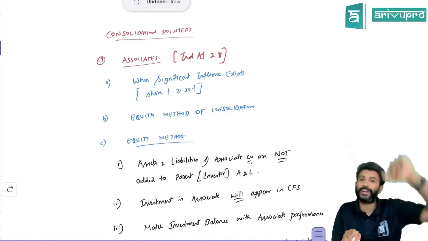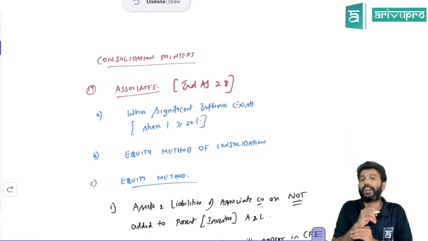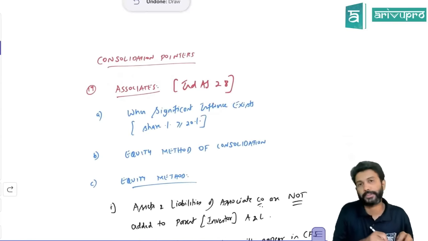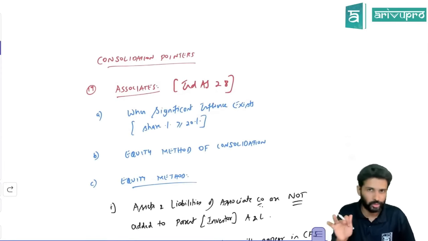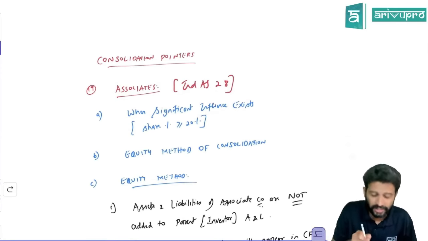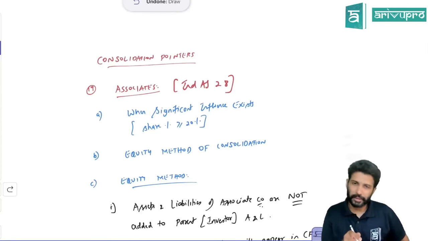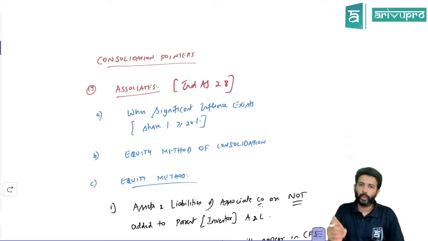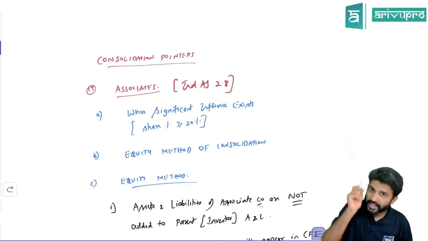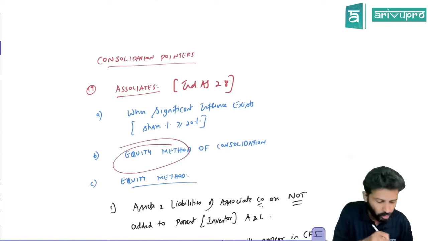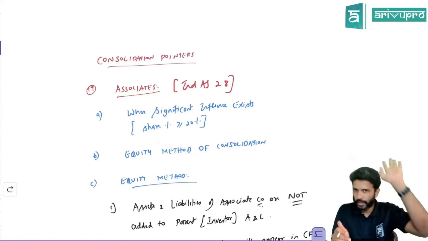First of all, if you want to go one step back, when will you do associate consolidation? You will do associate consolidation only if there is significant influence. And when can you say significant influence arises? If the investor owns 20% or more voting power in another company, by default we assume that significant influence exists. If there is significant influence, then we do consolidation through a specific method called equity method of consolidation.